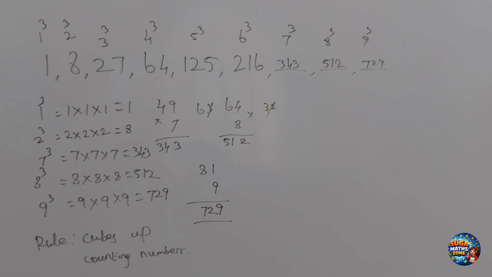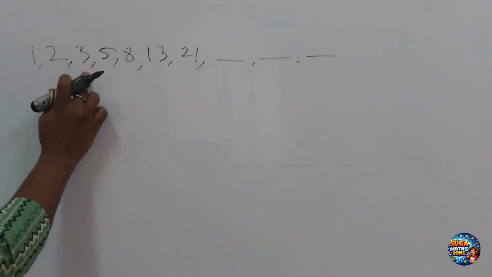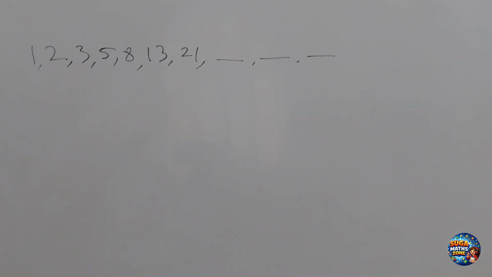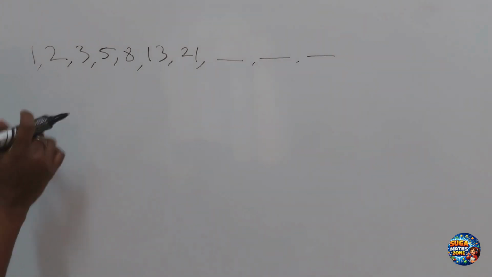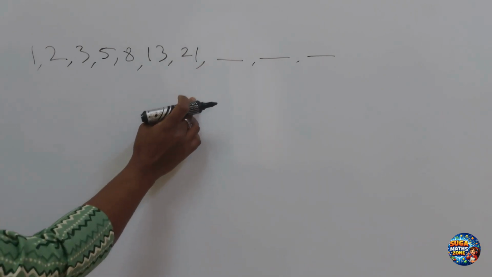Next one is Virahanka numbers. Virahanka numbers are 1, 2, 3, 5, 8, 13, 21. After these, we have to find three numbers. So here the rule is, to get the next number, you have to add the previous 2 numbers. So we have to find the next number after 21.